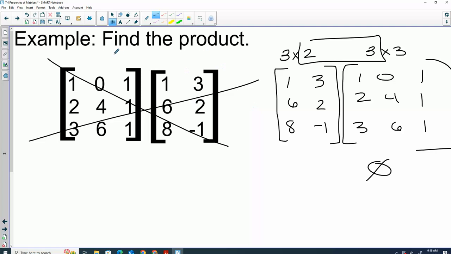Now, if I had gone with the original one, could they? Yeah, the original could have. How big would my final answer have been? 3 by 2.